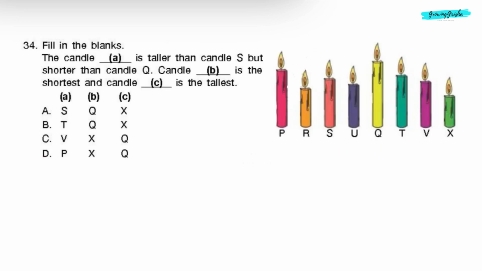Question 34. Fill in the blanks. The candle dash is taller than candle S but shorter than candle Q. Candle dash is the shortest and candle dash is the tallest. Let's fill blank A first. The candle dash is taller than candle S but shorter than candle Q. We'll see candle P first. Is candle P taller than candle S? Yes. Is it shorter than candle Q? Yes. Means candle P will come here. Blank B. Candle dash is the shortest. So if you see all the candles, we can say X is the shortest candle. So candle X is the shortest and Q is the tallest. So among the options, option D will be the correct answer.